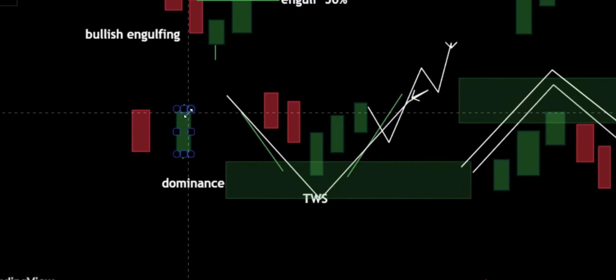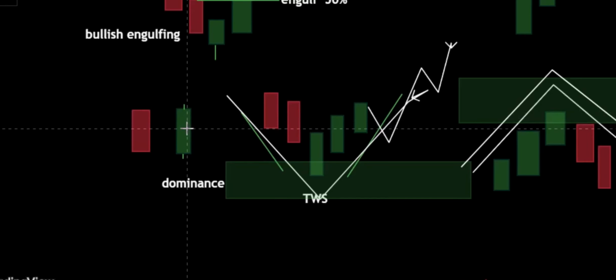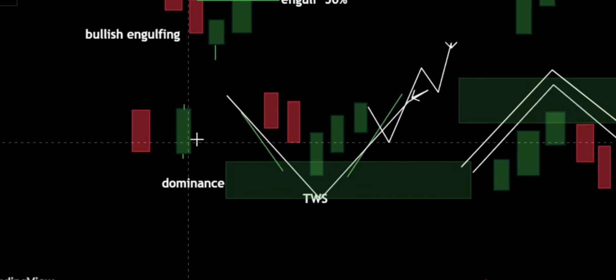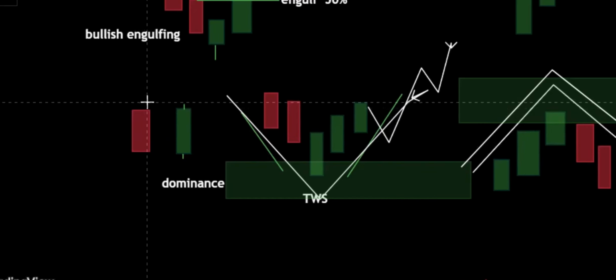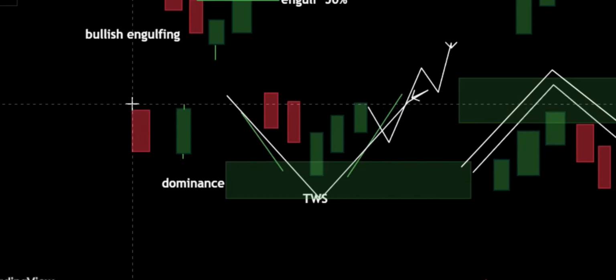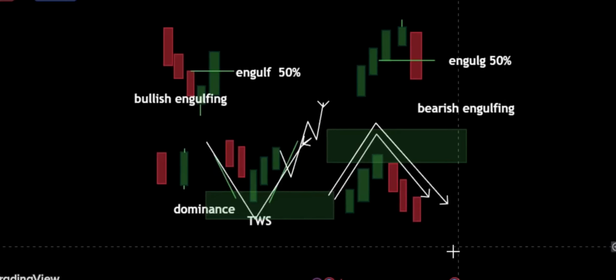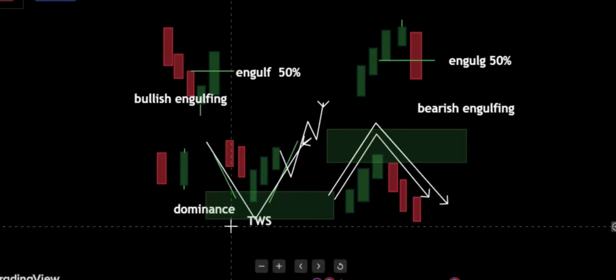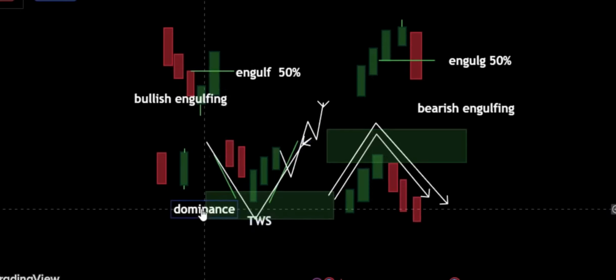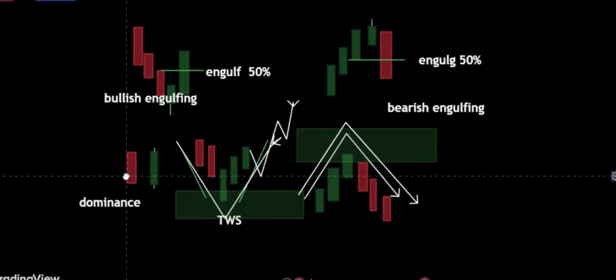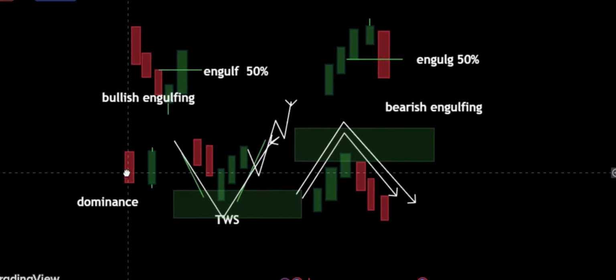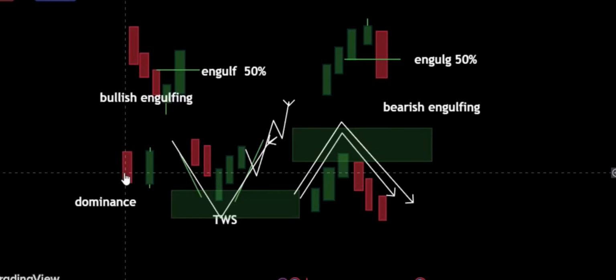And this is the dominance candle, with a big body and a small wick, and it shows strength, meaning it's a bullish dominance or maybe a bearish dominance. This is the bearish dominance and this is the bullish dominance. These candles are very powerful and show the strength. It means market में strength है.